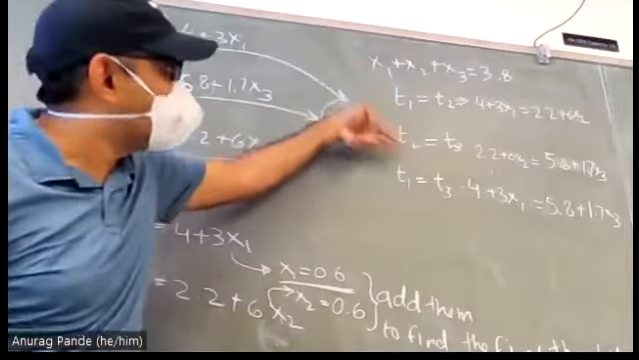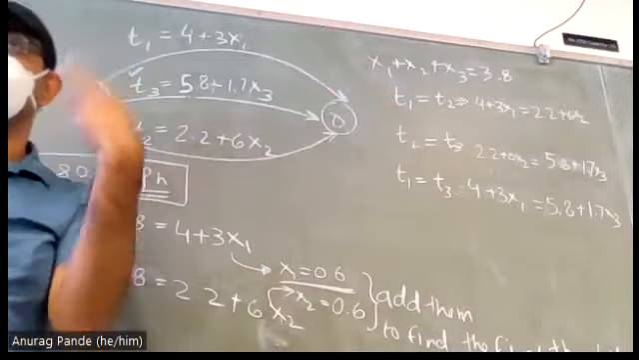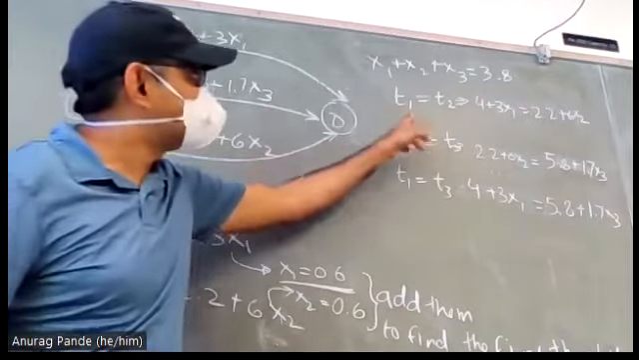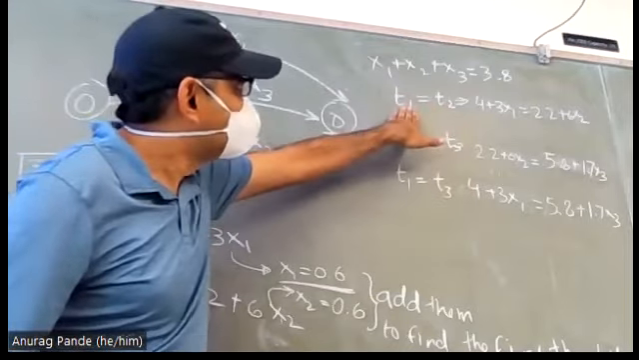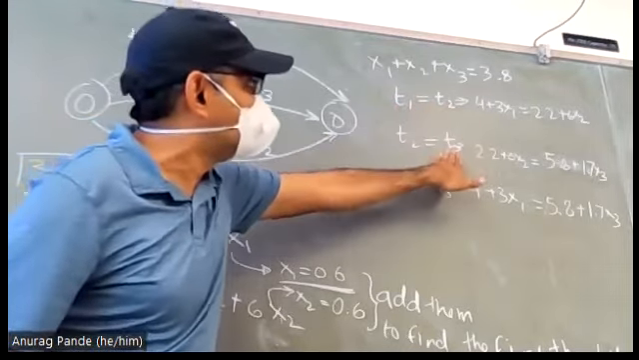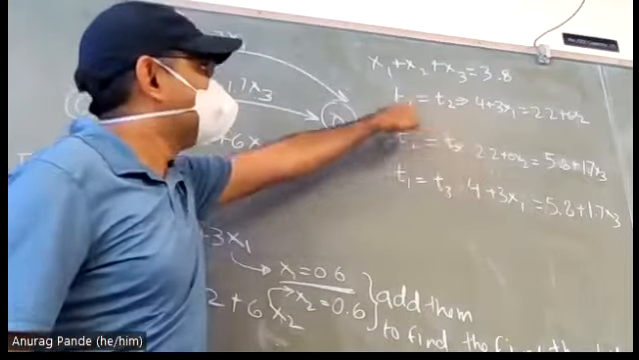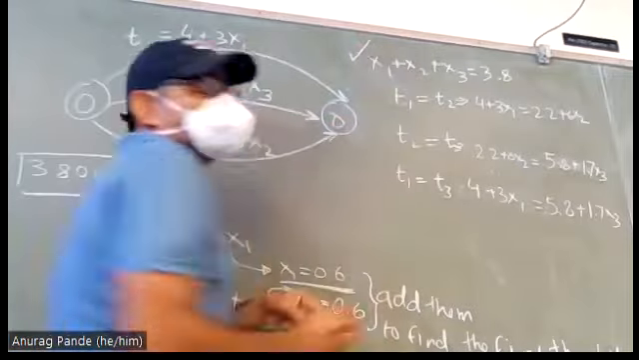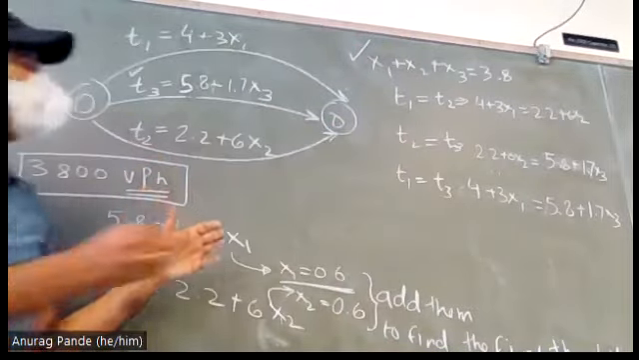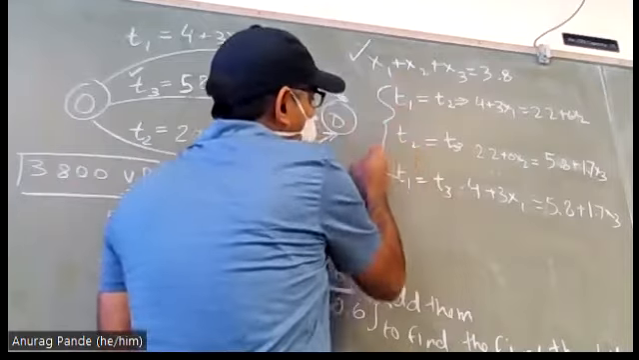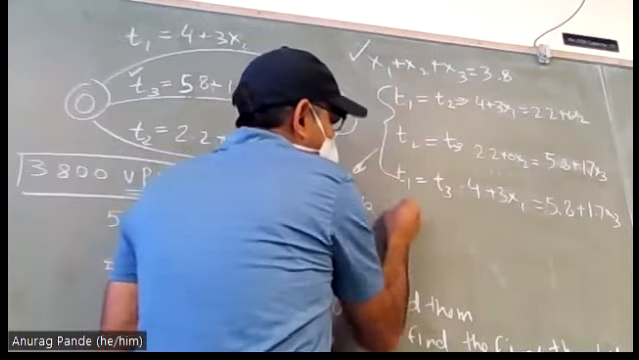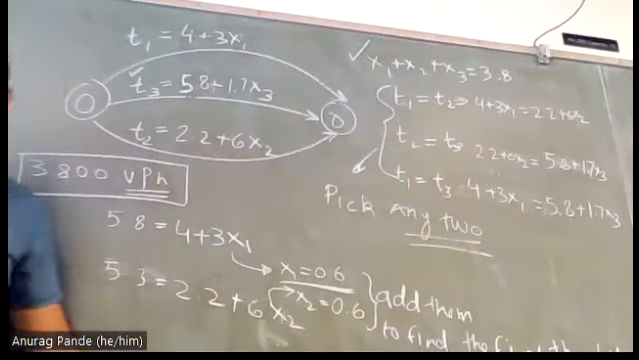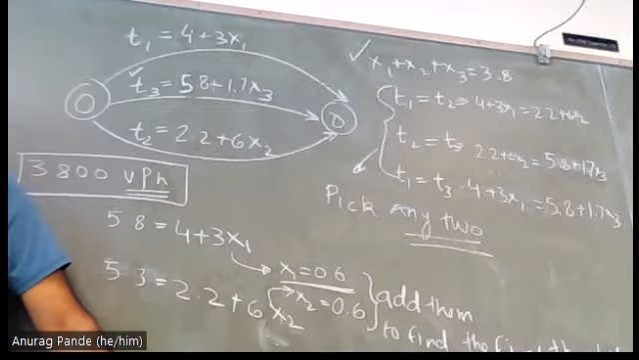Because remember, these 3 are not independent equations. When I have 3 unknowns, I need 3 independent equations. And these are not necessarily independent, because even if I take this out, say T1 equal to T2 and T2 equal to T3 automatically means that T1 is equal to T3. So definitely pick the conservation of flow equation, and then out of these, pick any.